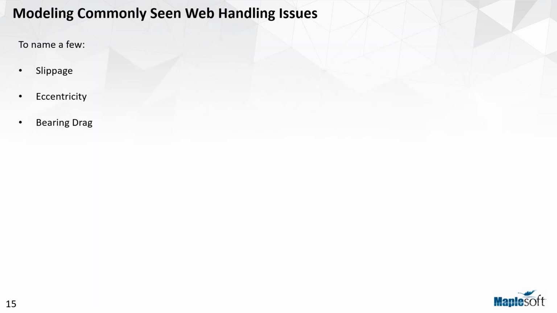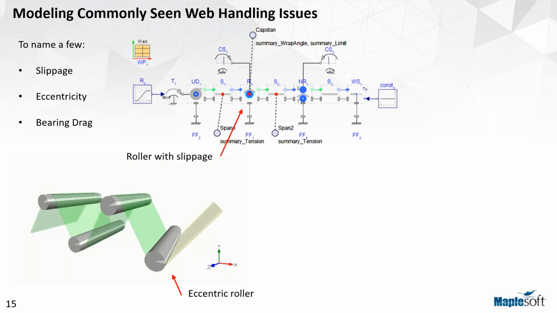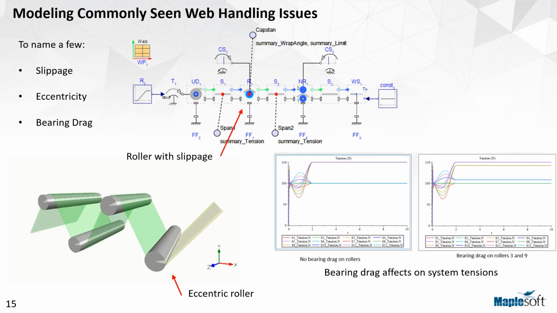Okay, we'll transition now into talking about some commonly seen web issues. We talk about a few of these in our web handling training itself. They're listed here. So we talk about slippage and eccentricity, as well as bearing drag.